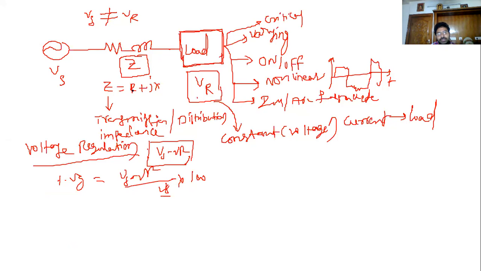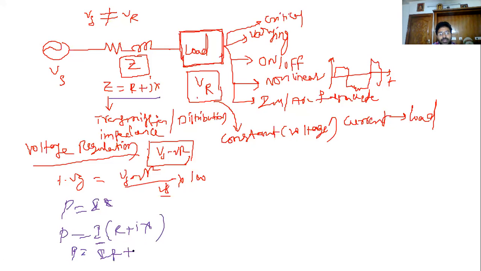Now see, when the loads change, the total power P is the current times Z, where Z is R plus jX. If this current changes, what will happen? The resistance and the inductive reactance effects change with the current, so that entire value changes. So the difference between Vs and Vr also changes because of this current.